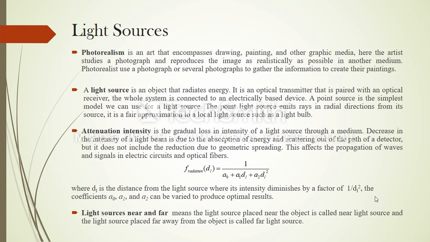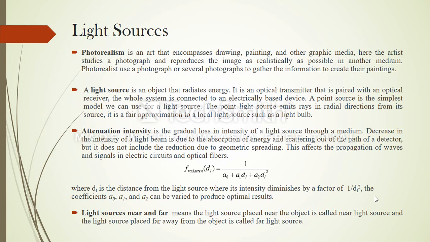Attenuation intensity. Attenuation intensity is a gradual loss of intensity of the light source through a medium. The decrease in the intensity of the light beam is due to the absorption of energy and scattering out of the path of the detector. But it does not include the reduction due to the geometric spreading.